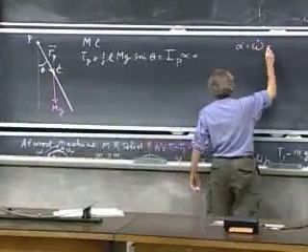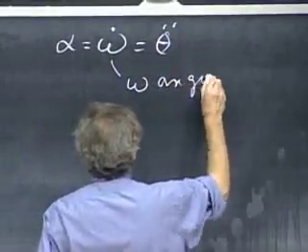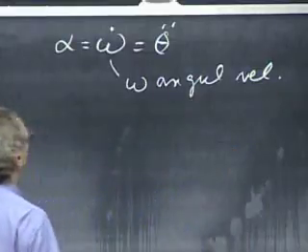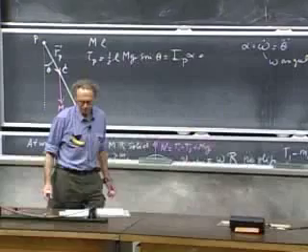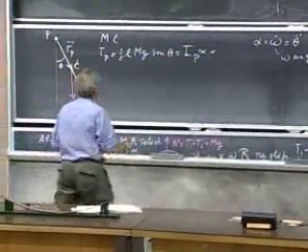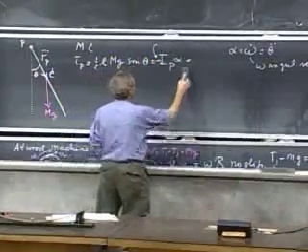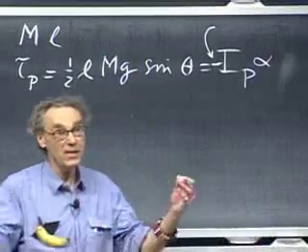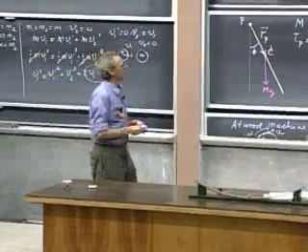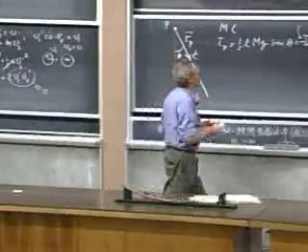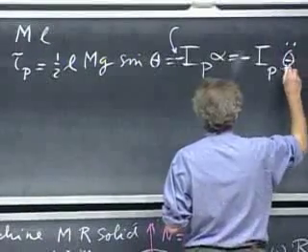equals omega dot, which is also theta double dot. This omega is the angular velocity. It's d theta dt, and the derivative gives me the angular acceleration. There has to be a minus sign here. That's important because the torque is restoring, the same situation we had when we had a spring. We were oscillating a spring. The spring force is minus kx. The minus sign here plays exactly the same role. So I can write down here minus I of P theta double dot.